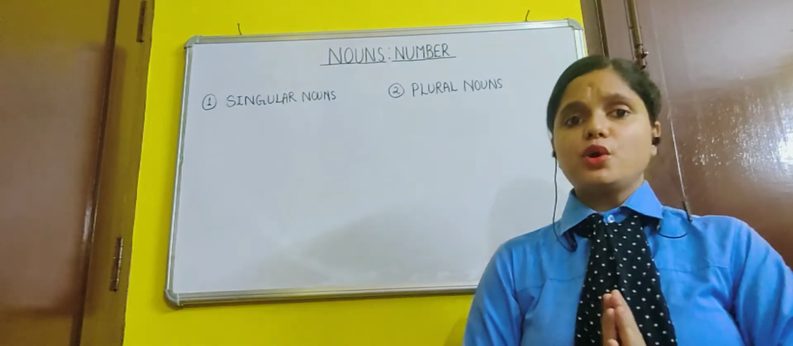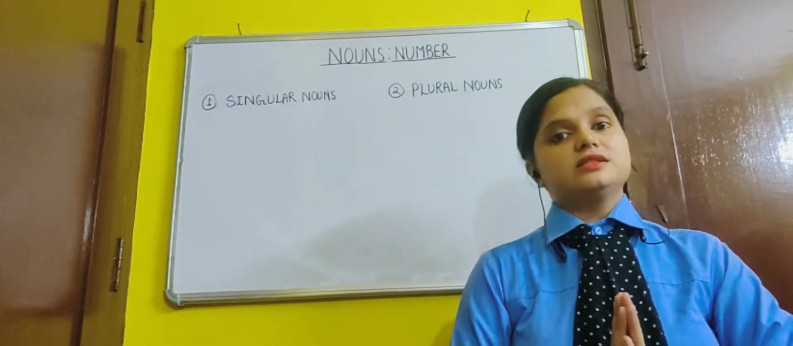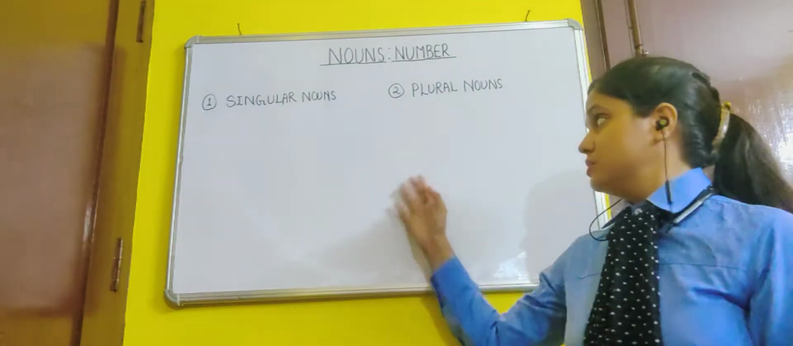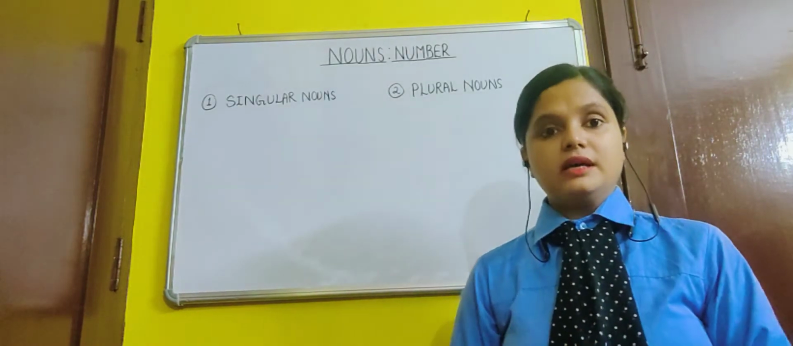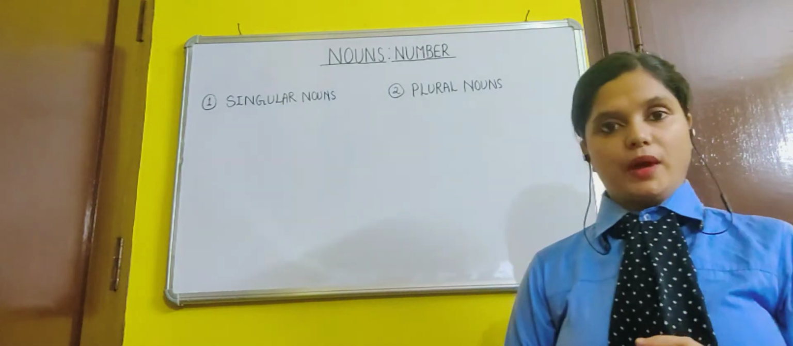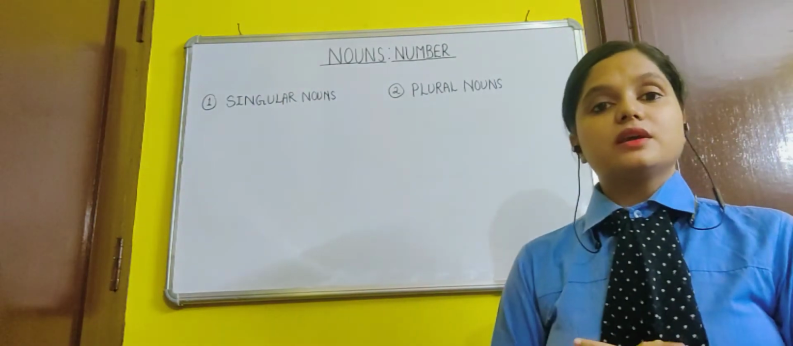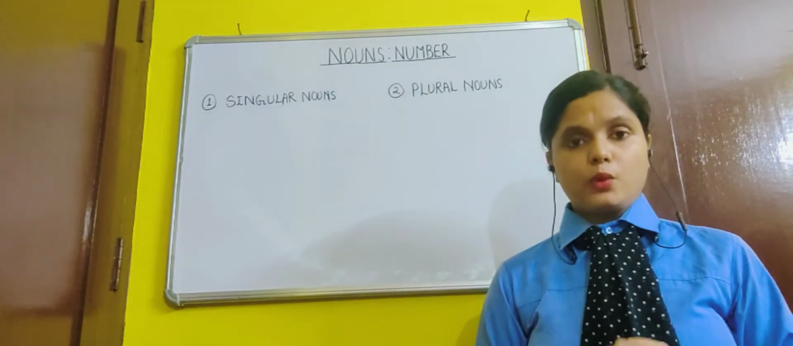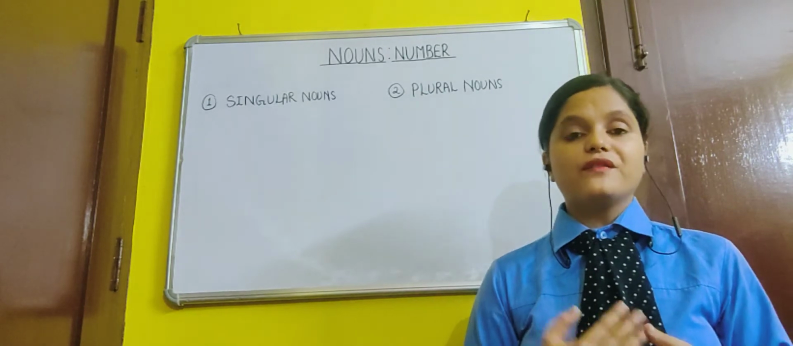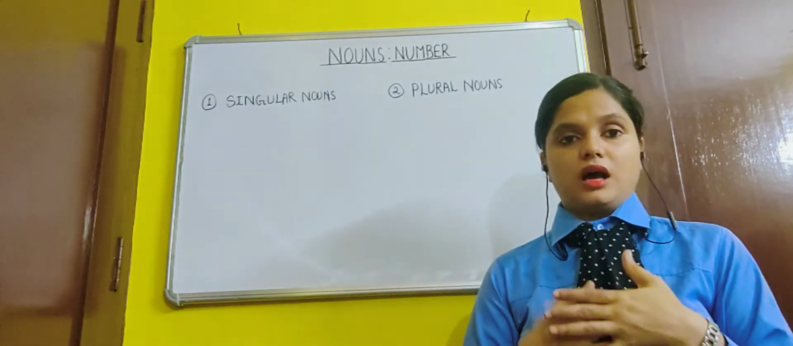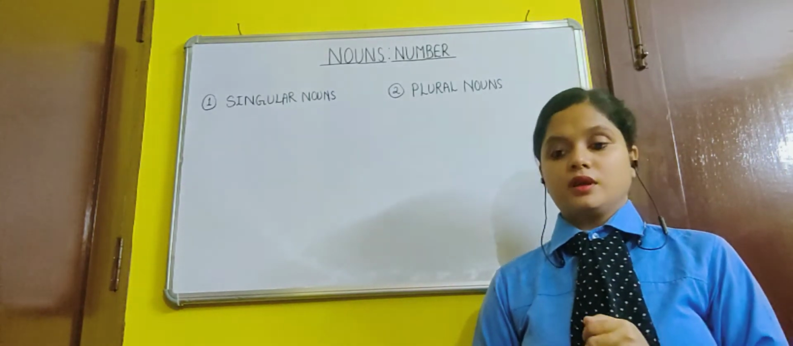Welcome back. Here I am again, Kanika Tripathi, your English teacher, with a new lesson that is noun. In English, a noun can be in singular or plural form. So there are two forms, two numbers of noun: singular or plural. We will try to understand it one by one. First, there is singular noun. When we speak about one person, one animal, one place, or one thing, we use the noun in singular form. Okay, let's try to understand by example.